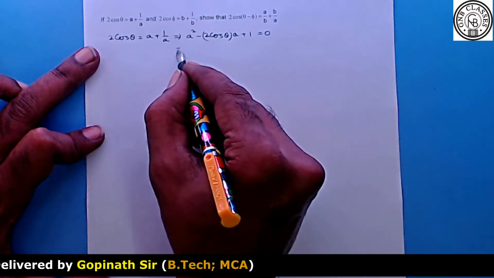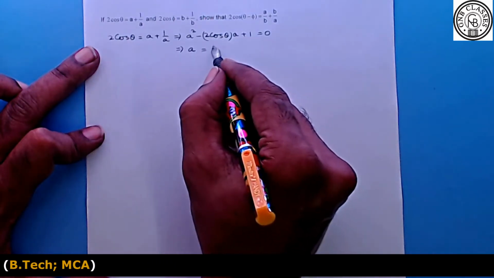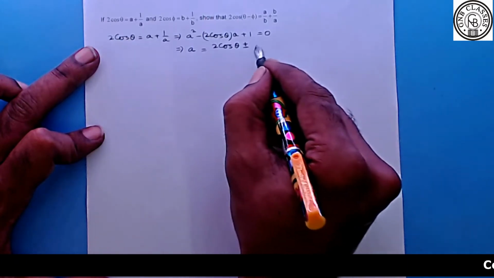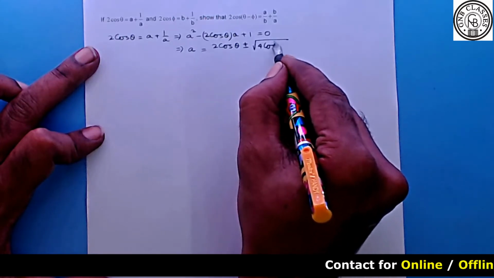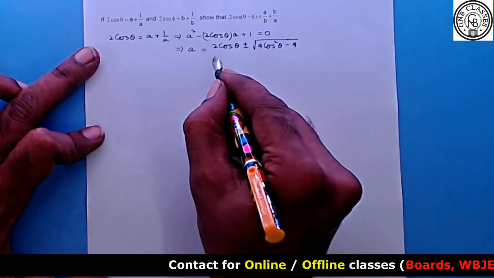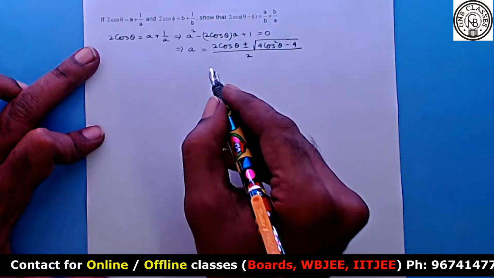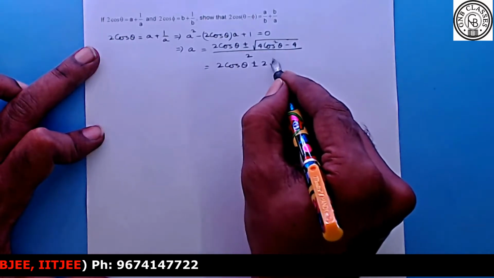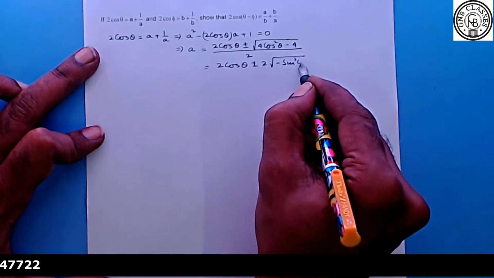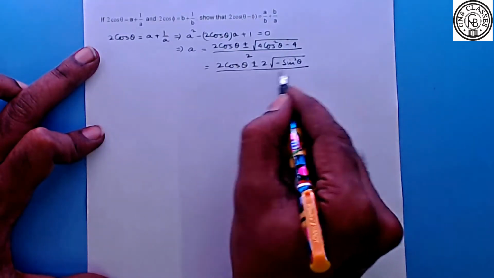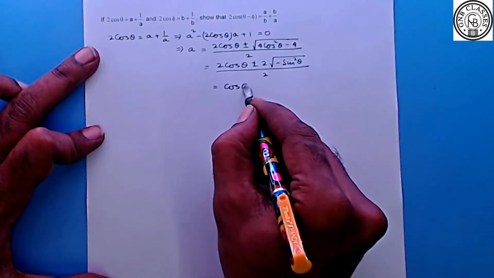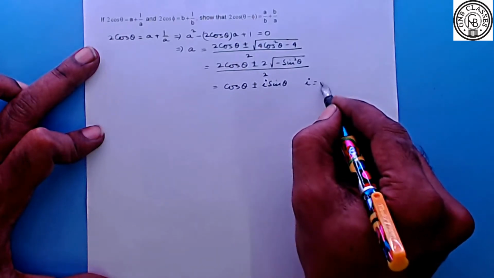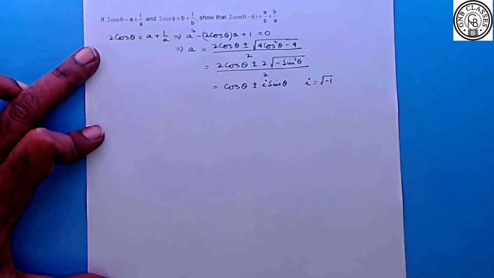So from here, if I want to find out the value of a, it is minus b plus minus root over b square minus 4ac, divided by twice a. So that gives you 2 cos theta plus minus 2 under root minus sin square theta, is it clear, divided by 2. So this will give you cos theta plus minus iota sin theta, right? What is iota? Root over of minus 1. This is the imaginary number.